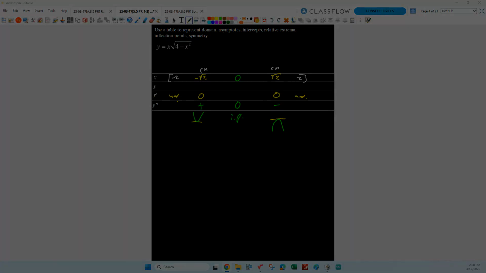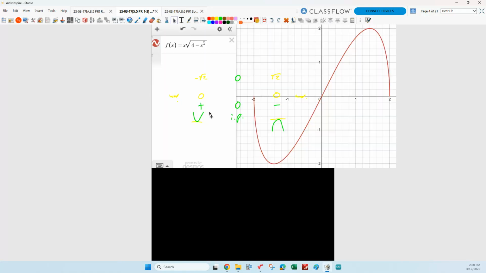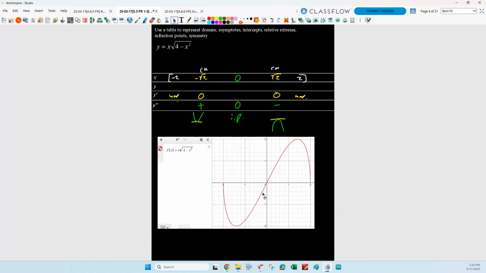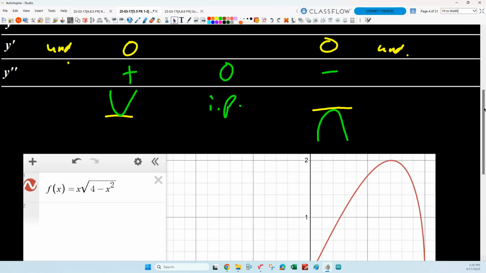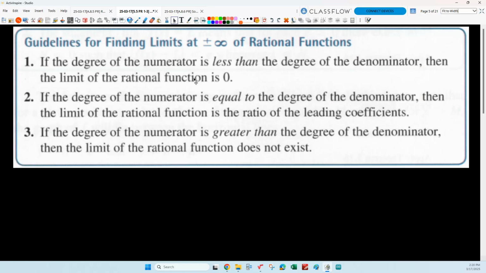Okay, there it is. Here's what it looks like. Okay, does that make sense? That fits, doesn't it? Okay.